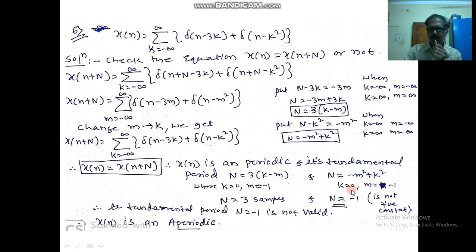Similarly for the second term, N equals to minus m square plus k square. I choose the values of k and m such that whatever value of m you substitute here, you will get N as a negative value. Hence, it is not a positive constant. It is a negative value. If any one is negative, I can say that the given signal is aperiodic. Even though the equation is satisfied, the N value is not satisfied for the second term. Therefore, the given signal is an aperiodic signal.